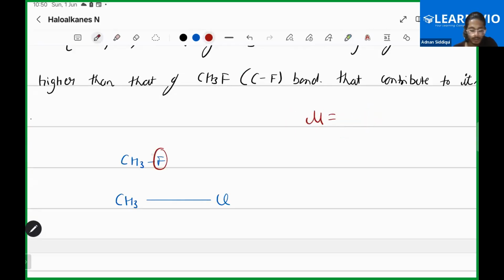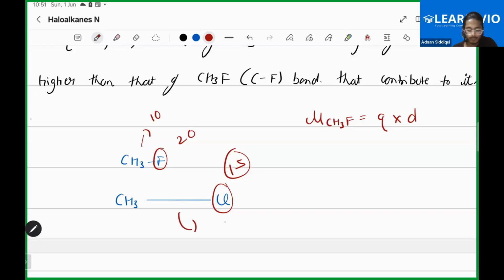For example, we are accepting the fact that the charge on this fluorine is going to be higher. For example, it is 20 and here it is 15, right? Yes, sir. For CH3F, if you have to calculate the dipole moment, then it is charge into displacement. The displacement here is 10, but the displacement here is how much? For example, it is 25, right? Yes, sir.